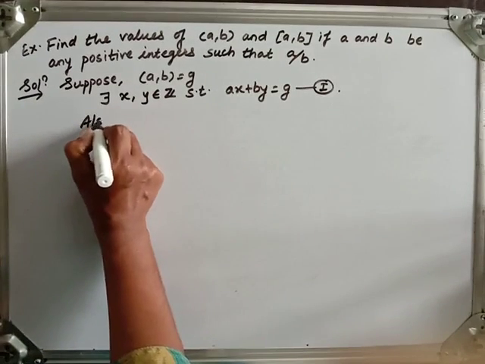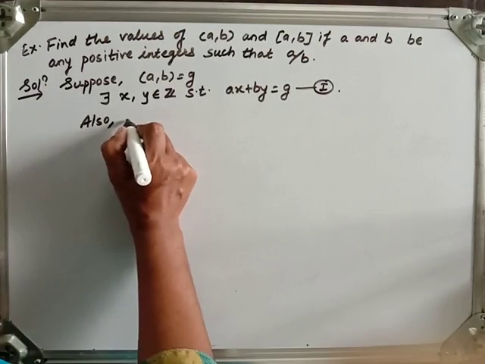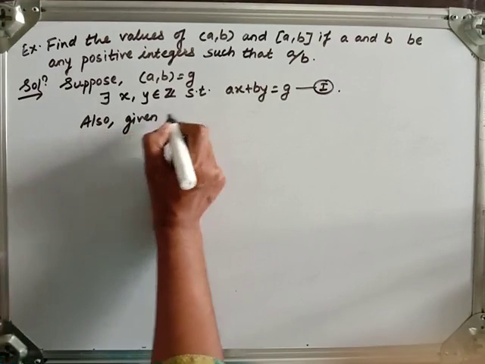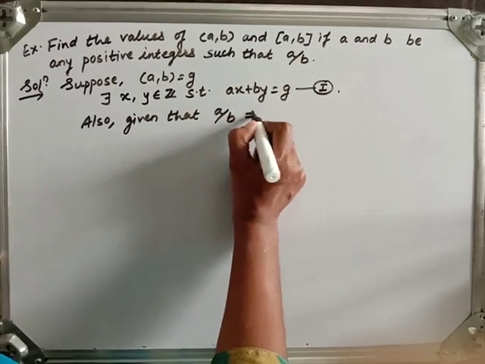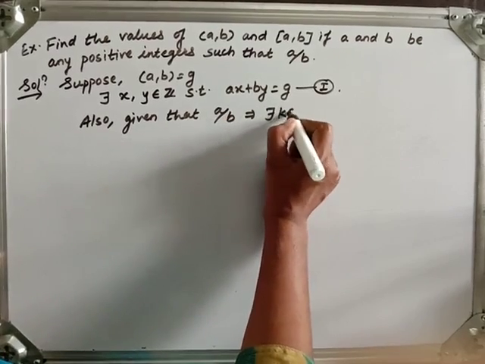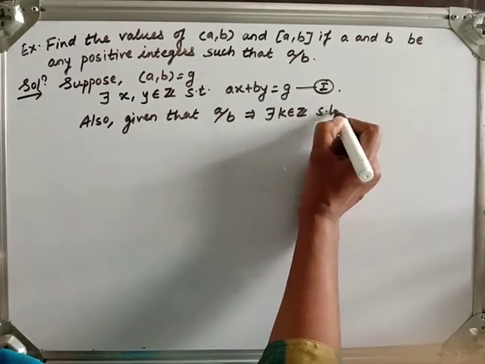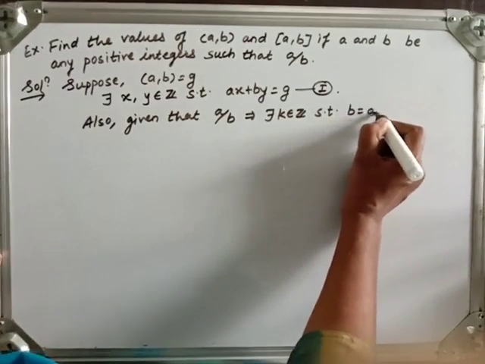Also given that A divides B. So this says there exists some integer k such that B is equal to A k.